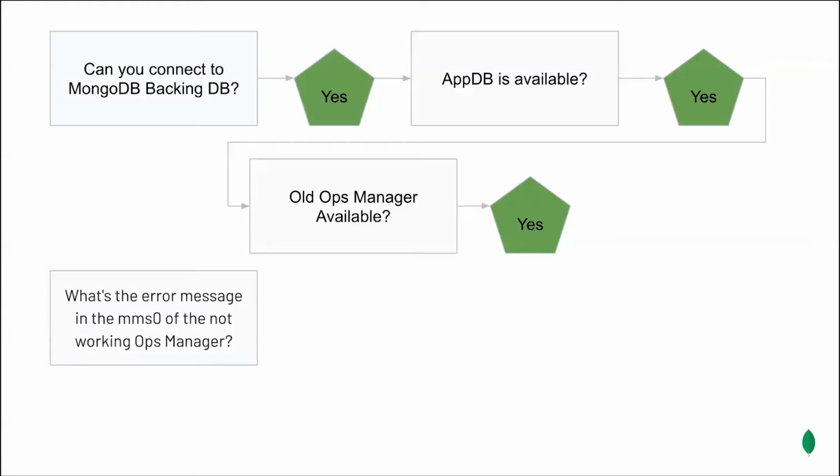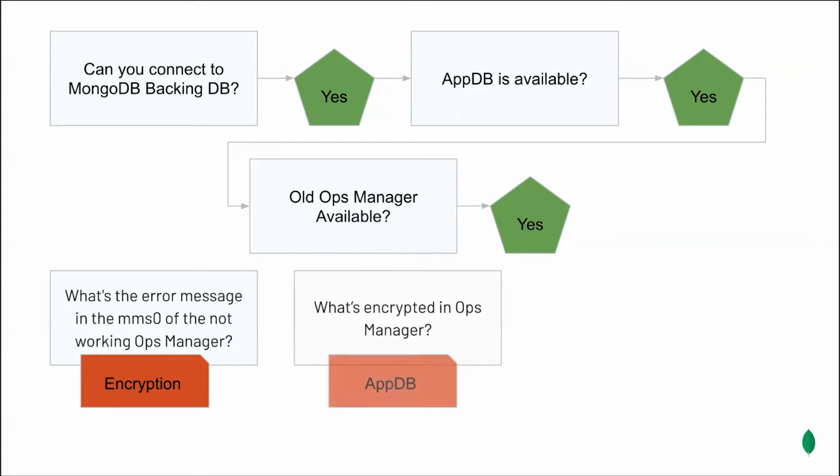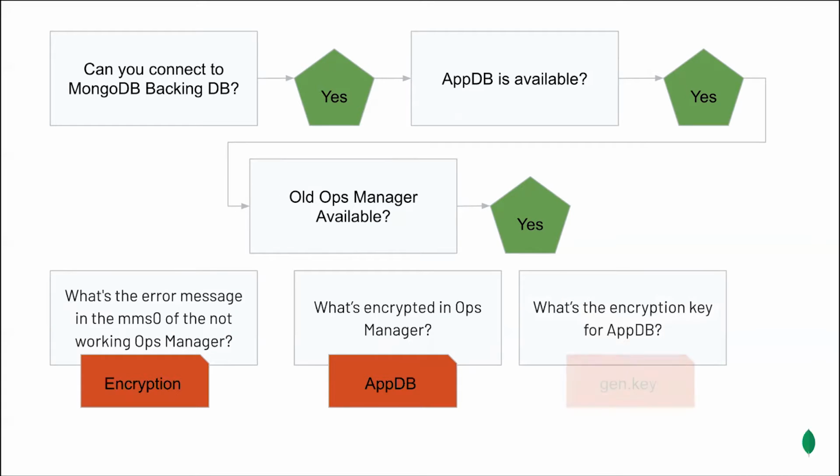Now it's time to go to the right log file, which is the mms0 log of the non-working Ops Manager, and look for the error. The error was pointing to encryption. Okay, the error was not that obvious, but since it's connected to encryption, it was obvious that the problem is in the AppDB, because AppDB is encrypted. All data is encrypted there. And what is the encryption key for the AppDB?